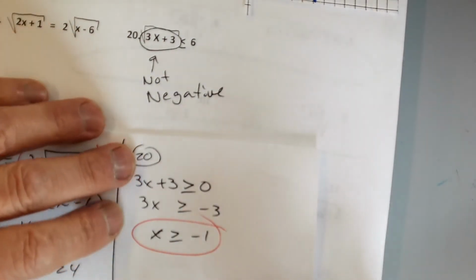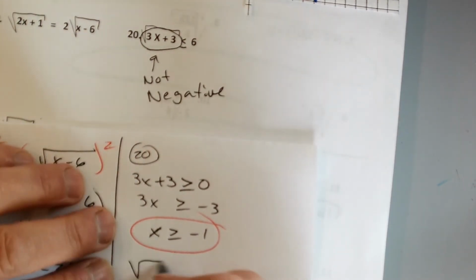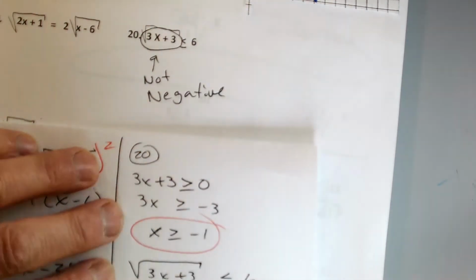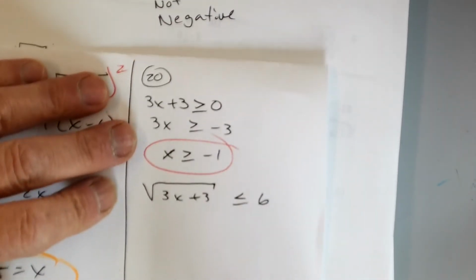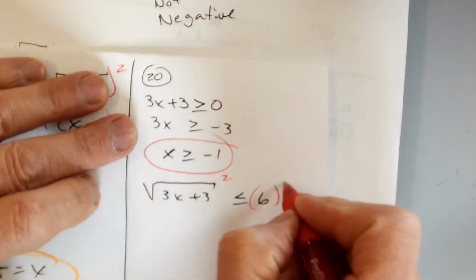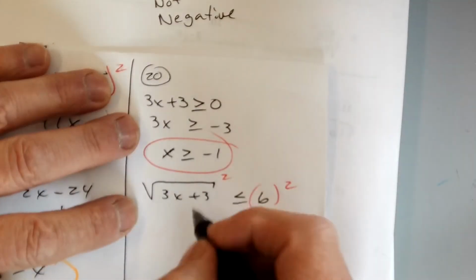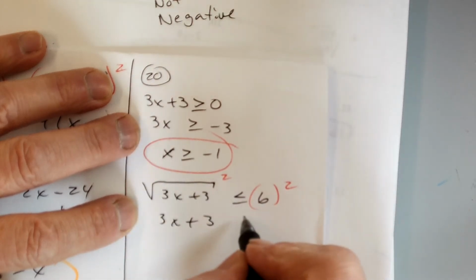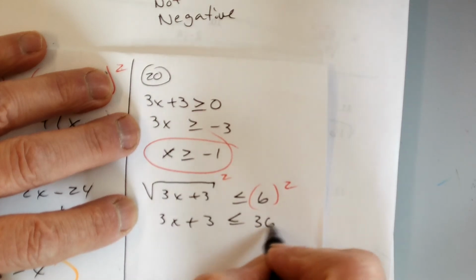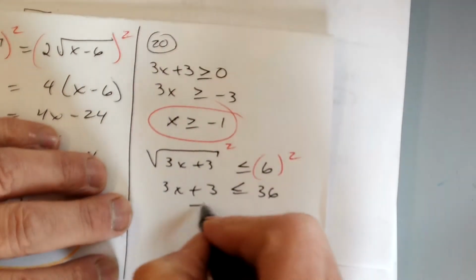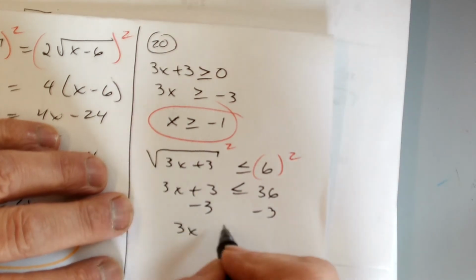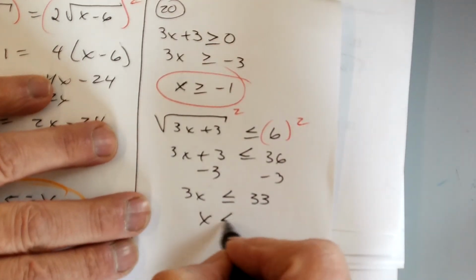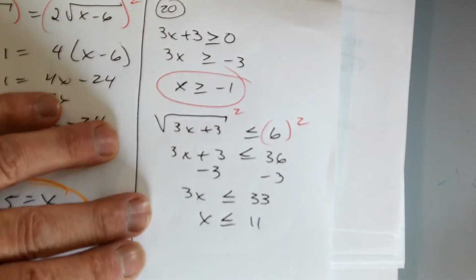I'm just going to solve this. The square root of 3x plus 3 has to be less than or equal to 6, and I'll solve it just like I solved all of these. I'll square it to get rid of the square root. I'll have 3x plus 3, because the square cancels the square root, is less than or equal to 6 squared, which is 36. Minus 3, I've got 3x is less than or equal to 33. Divide by 3, x is less than or equal to 11. So both of these answers are correct.